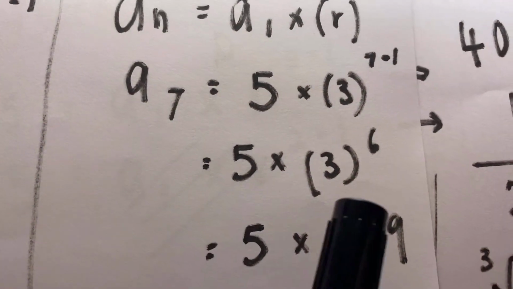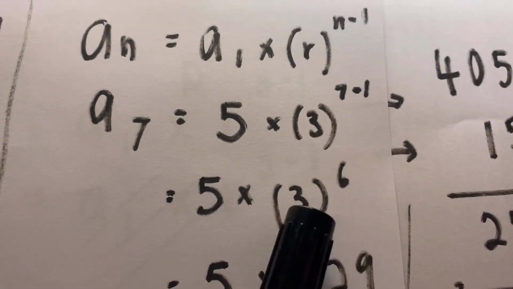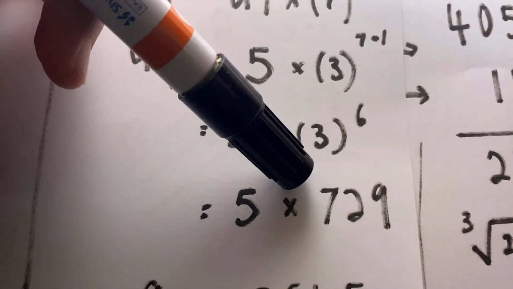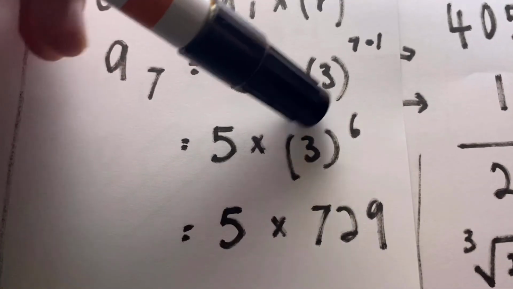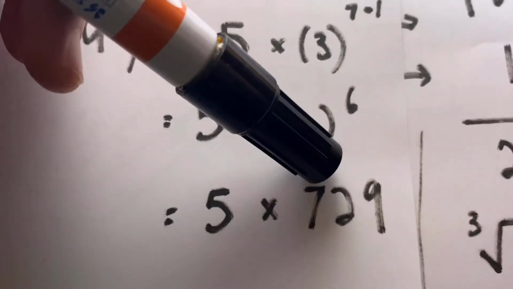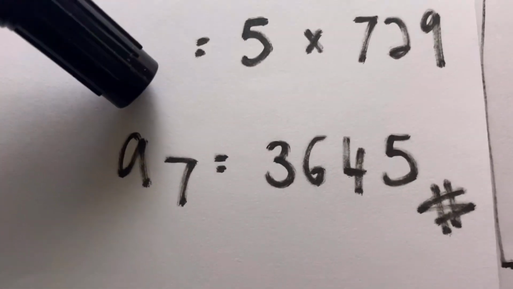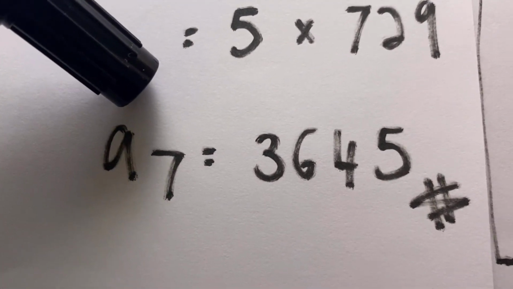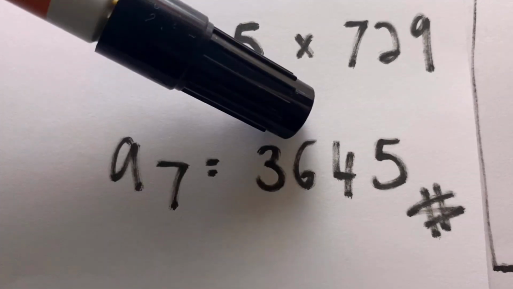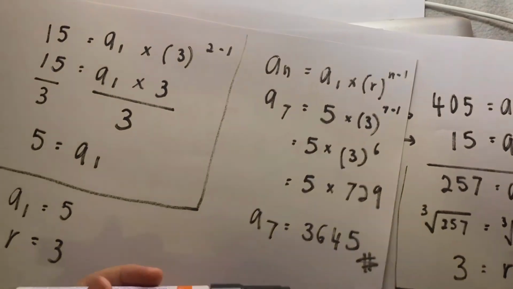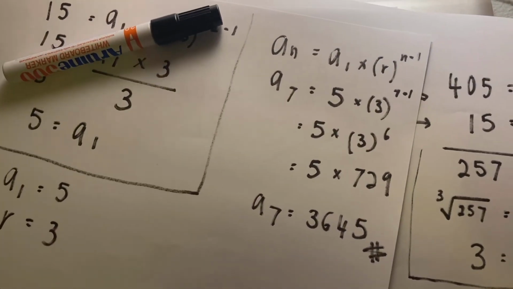So 7 minus 1 equals 6, obviously, and 5 times 3 to the power of 6, where 3 to the power of 6 is 729, and we will get the final answer, which is a sub 7 equals 3645. Okay, so there it is, two problems for the geometric sequence.